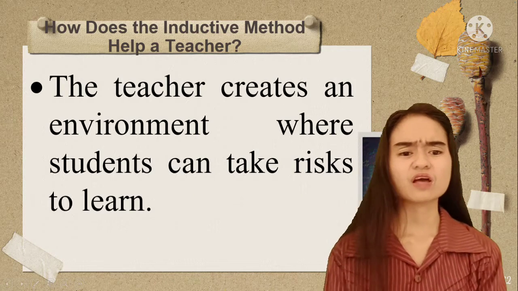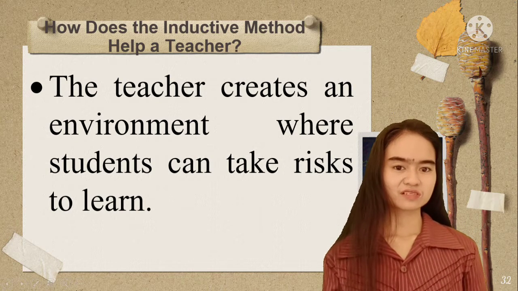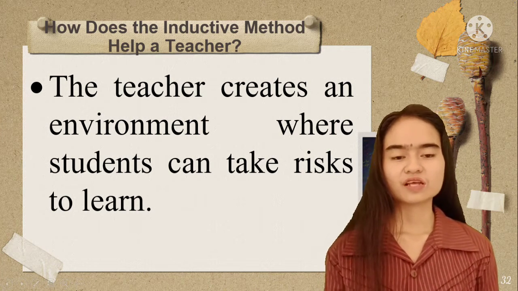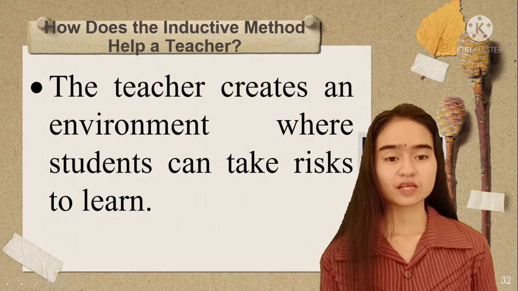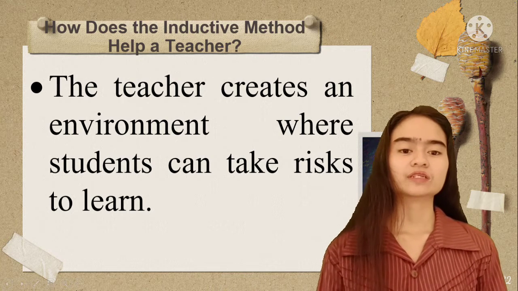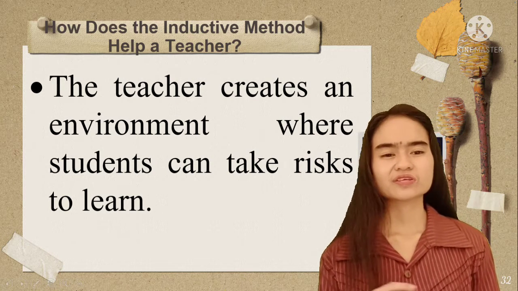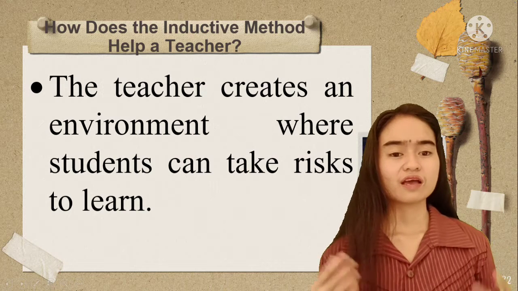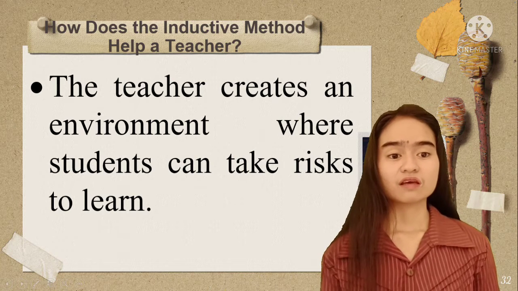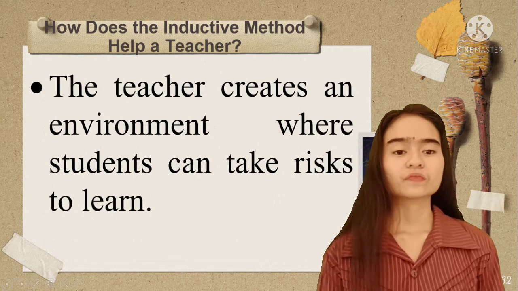So second, the teacher will create an environment where students can take risks to learn. The learning environment is really important because that is the place where students learn everything. The most important thing is to give students enough room for learning because they are still at the stage where they are imaginative, curious, inventive, and wanting to do everything they like. And as long as it is connected with a lesson, the teacher will guide his or her students to learn everything they want to learn.